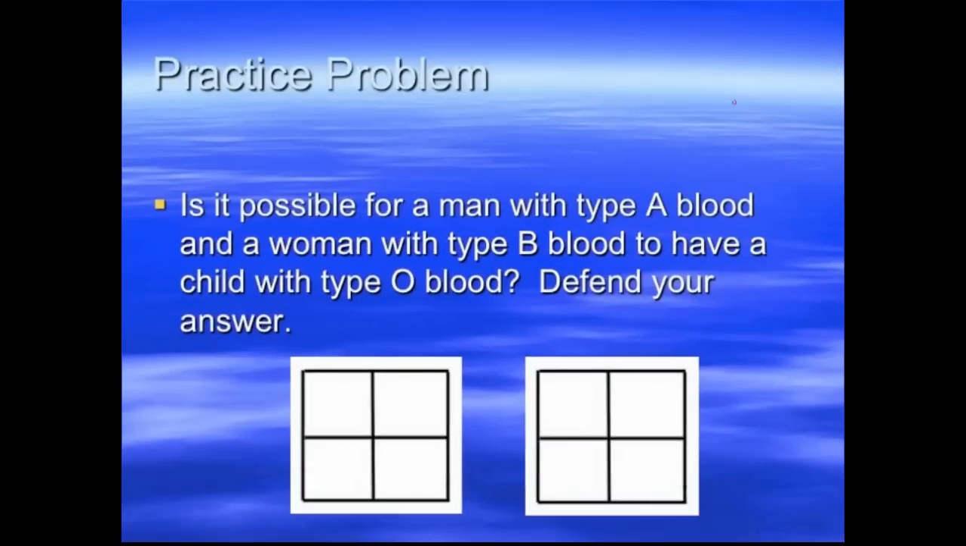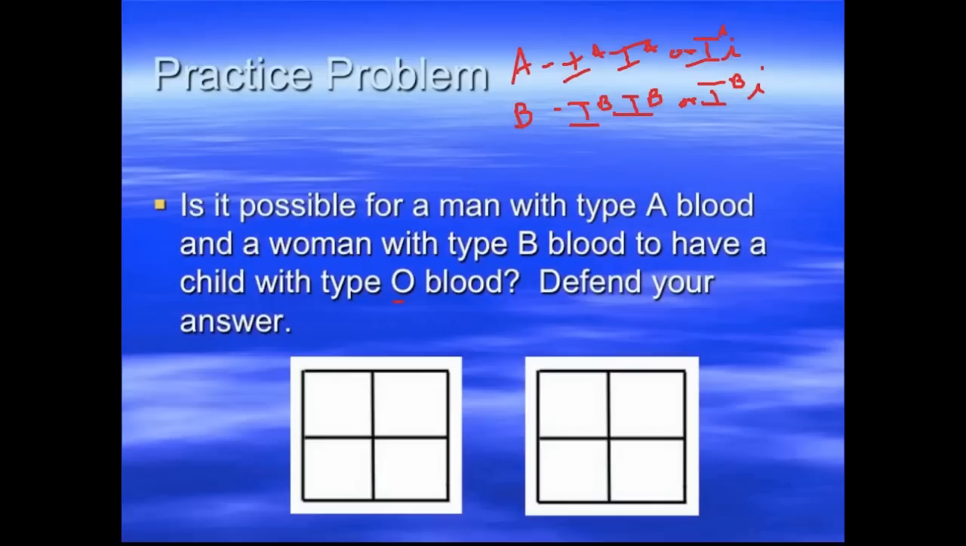This is where it gets a little trickier. Is it possible for a man with type A blood and a woman with type B blood to have a child with type O blood? Well, first we have to figure out, if they have blood type A, what are the possible genotypes? As we determined a few slides ago, that could be I^A I^A, or I^A i. And to have blood type B, same thing, I^B I^B, or I^B i. Now you can save yourself a lot of work here just by looking and thinking.